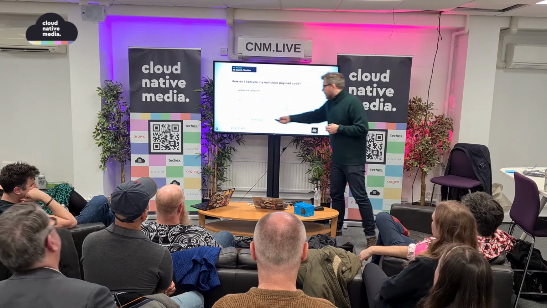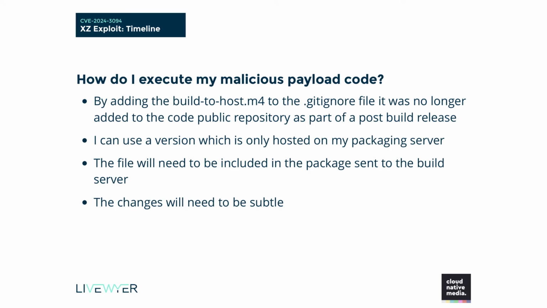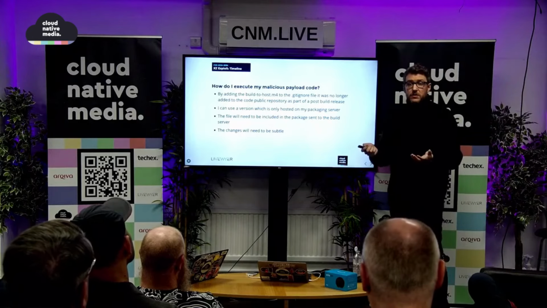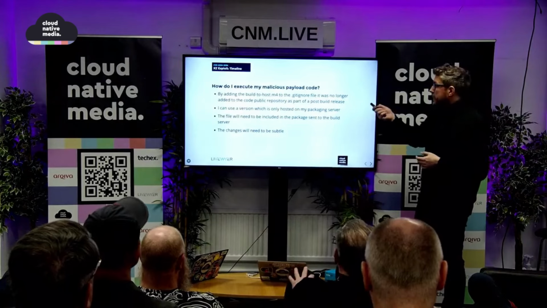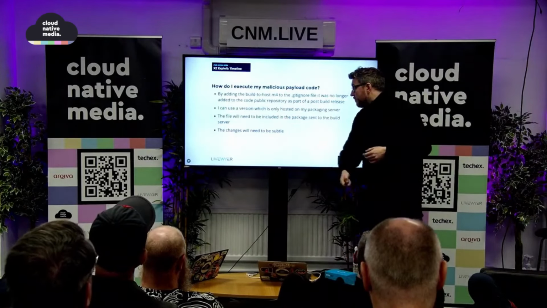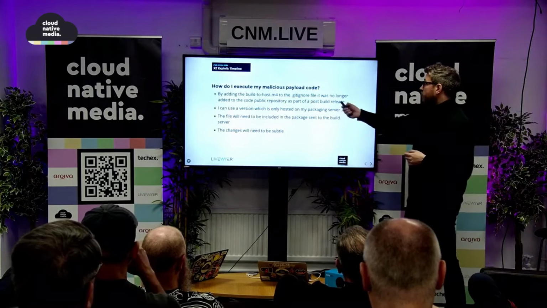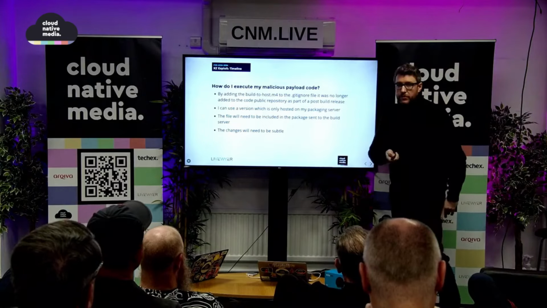First thing we do is we update the .gitignore. So why are we going to update this .gitignore file? Git is the software that's used for committing and moving files in and out of Git repositories. The .gitignore file is there as a list of files that should be ignored on the file system when you're taking the files and pushing them to the Git repository. By adding this file, build-to-host.m4, which is a build instruction executable, to the .gitignore file, it is no longer added to the public code repository as part of the post-build process.